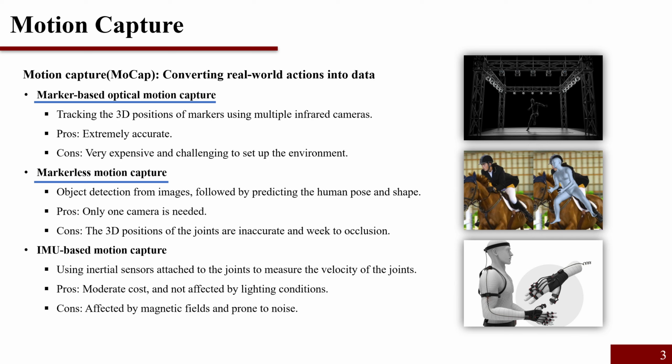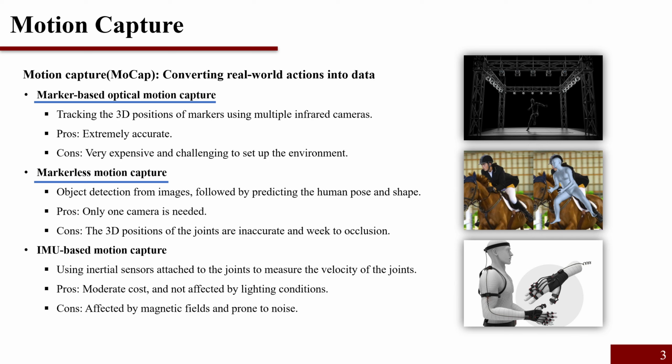The second method is markerless motion capture. This method involves performing object detection from images followed by predicting the human pose and shape. It supposedly needs only one camera, but the con is that the 3D positions of the joints are inaccurate and weak to occlusion.